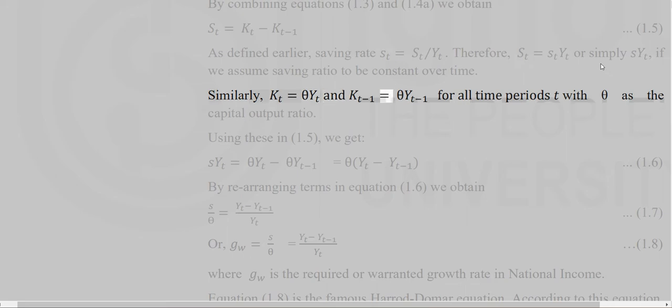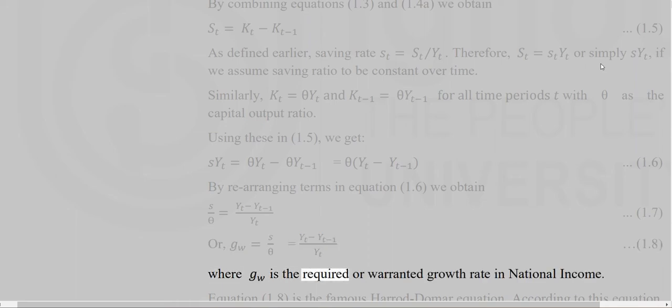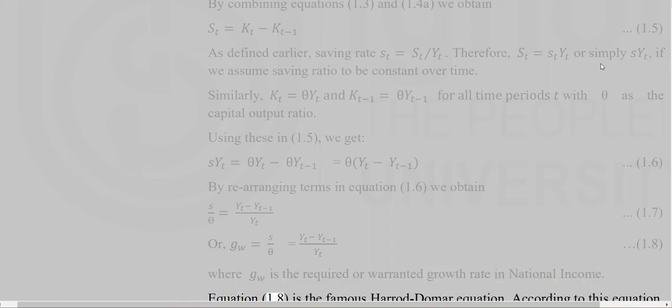Similarly, K equals theta Y for all time periods, with theta as the capital output ratio. Using these in 1.5, we get equation 1.6. By rearranging terms in equation 1.6, we obtain equation 1.7, or g equals s over theta, equation 1.8, where g is the required or warranted growth rate in national income. Equation 1.8 is the famous Harrod-Domar equation.